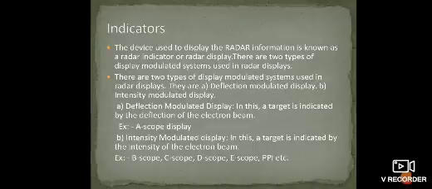Coming to the indicators, I have told that in order to display the radar information, we use a radar indicator or display. We call them displays or indicators. Based on the operation, they are classified into display modulated systems. Display modulated systems have two types: deflection modulated display and intensity modulated display.